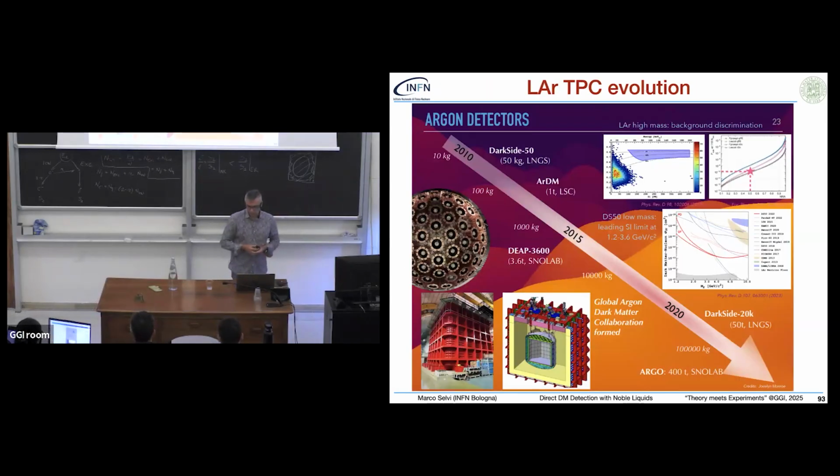Now let's go and see some real detectors. Here we start from the argon world, and this is a sketch of the evolution of this kind of detectors in the last 15 years. Basically, most is done inside the DarkSide collaboration, where they had a detector at LNGS of 50 kilograms. And now they are building a 20-ton detector that is mostly a 50-ton detector with 20 fiducial. We will see some details now. Okay.